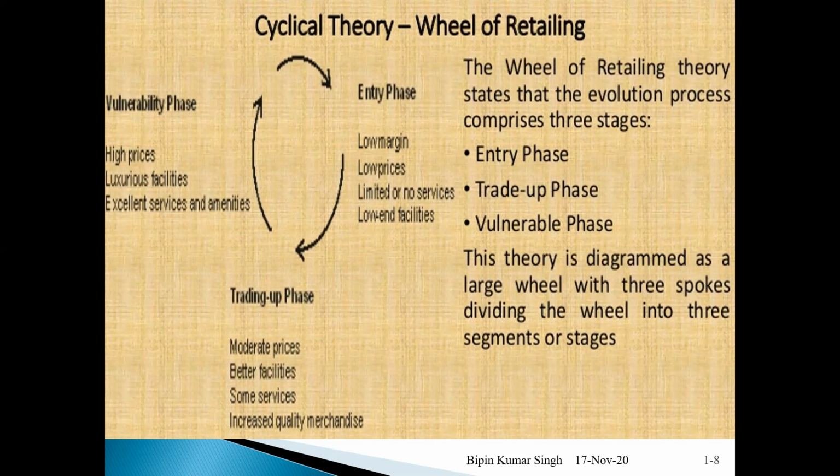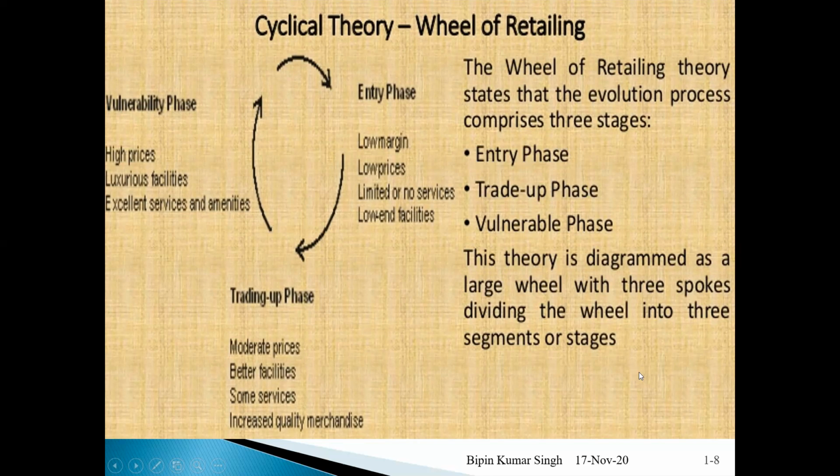The wheel of retailing. The wheel of retailing theory states that the evolution process comprises three stages: the entry phase, the trading up phase, and the vulnerability phase.